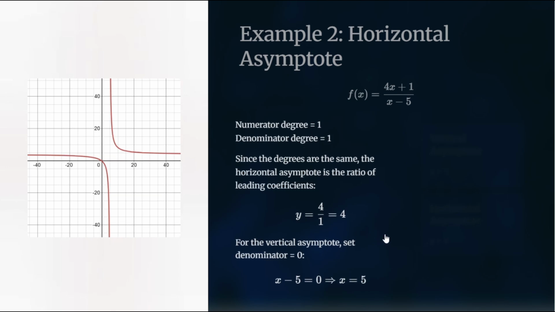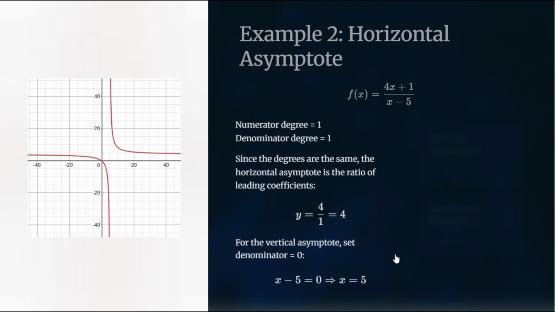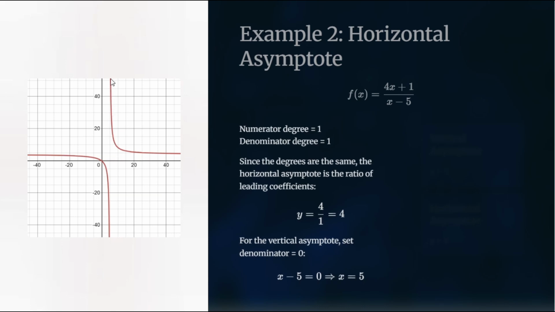In order to find the vertical asymptote, first we must cancel any common factors. In this case, we don't have any. So we can simply set the denominator equal to 0. That is x minus 5 equals 0. And in order to solve for x, we'll add 5 on both sides. Therefore, x is equal to 5. And we have a vertical asymptote right here at x equals 5.